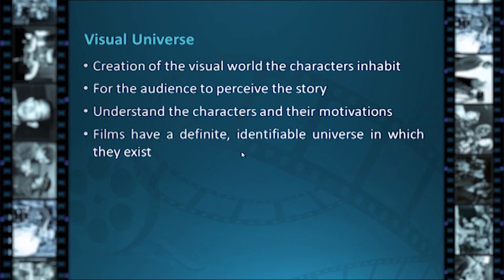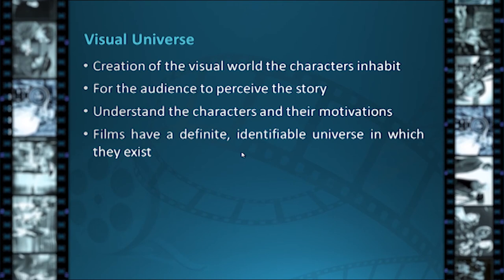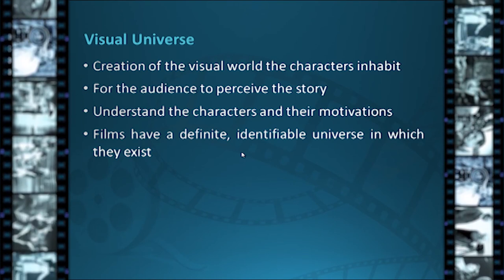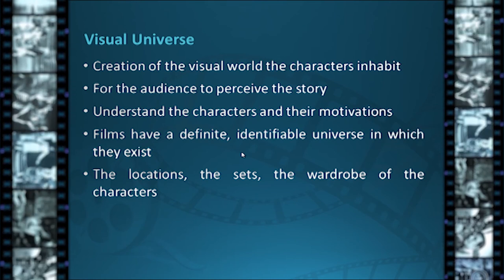Now, this universe can also be defined by time, that universe can also be defined by space, that universe of course will be defined by all the visual elements that you see in it. So, the locations, the sets, the wardrobes, they all are part of the visual universe, and all of this is caught through cinematography. So, as a cinematographer, as a director, you will decide what all is going into the frame. Now, all these elements, they work together and they are interrelated that create the final look of the film. Now, let's have a look at a clip that is going to talk to you about what visual universe is.